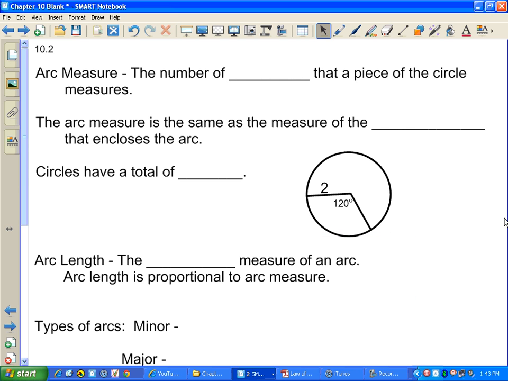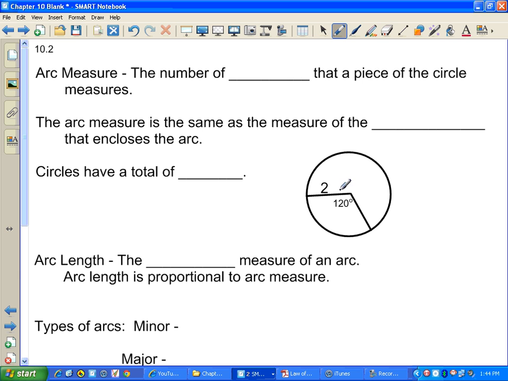Okay, this next section we're going to start talking about something that's unique to circles, and these are arcs. There's two things that you can measure on an arc. There's arc measure, which is just the degrees, or you can also measure the length. So an arc is just a piece of the circle, right?